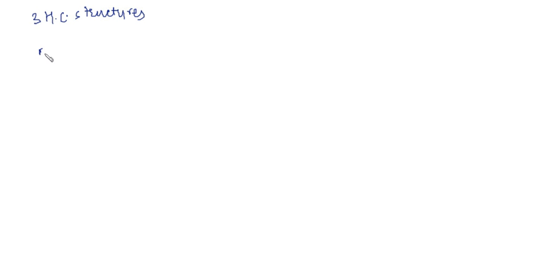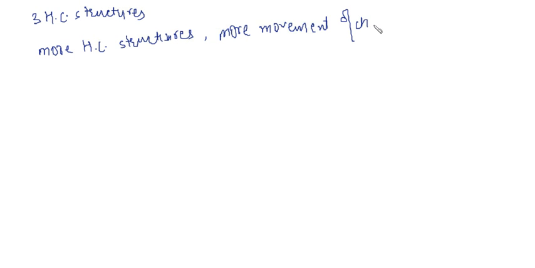So if we see more hyperconjugating structures, more movement of charge, more will be the stability. So if you see more hyperconjugating structures, more charge movement, more will be the stability.